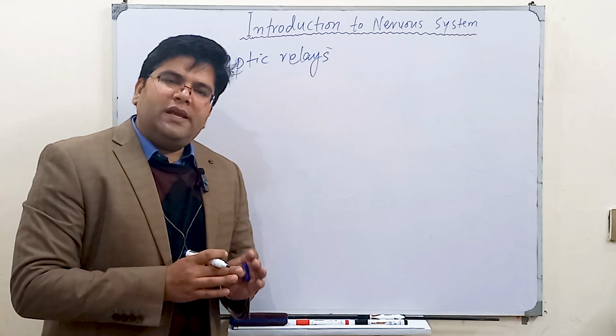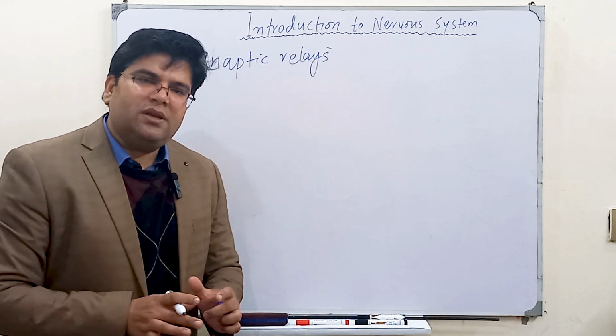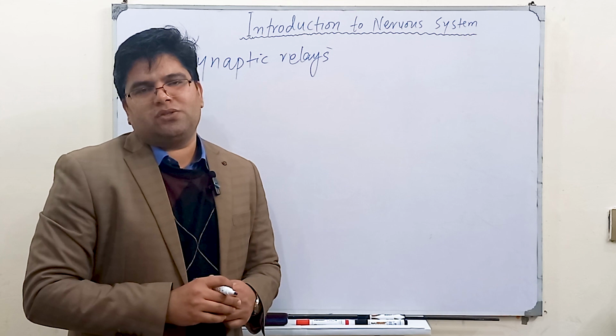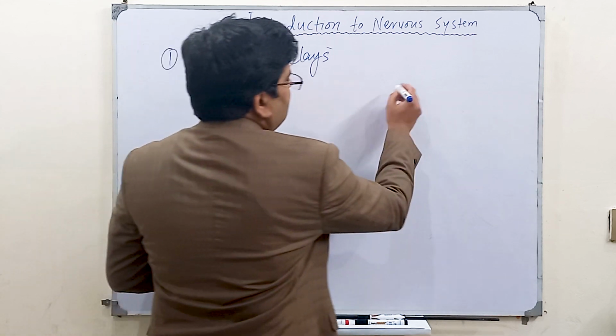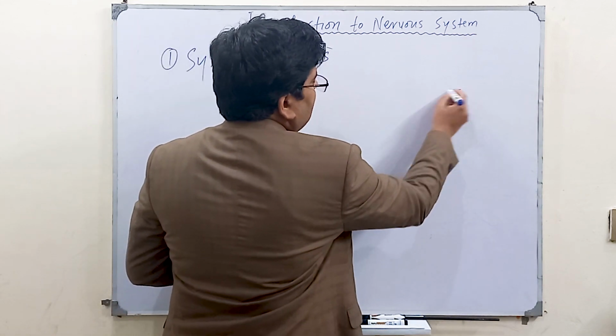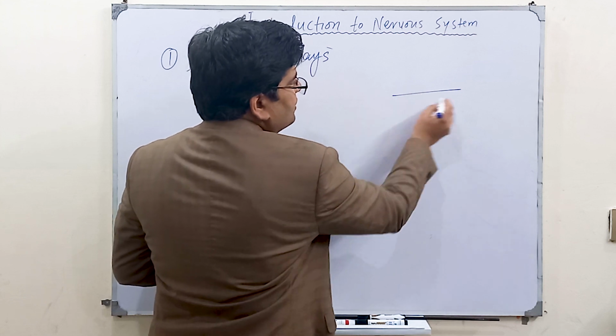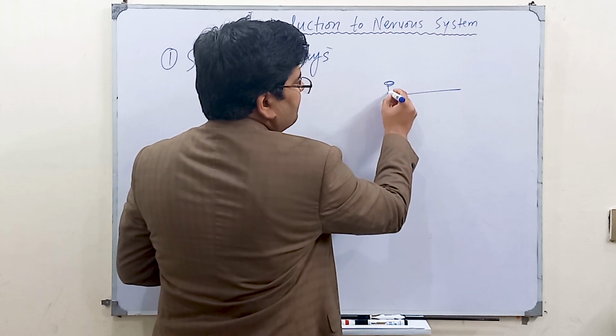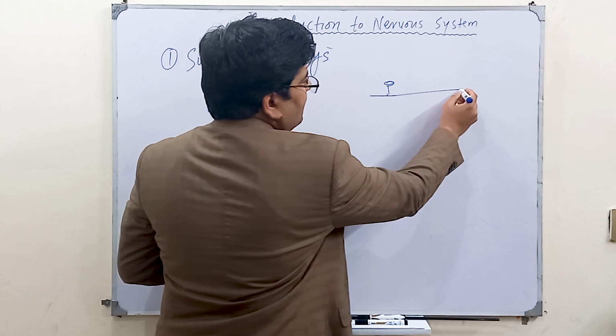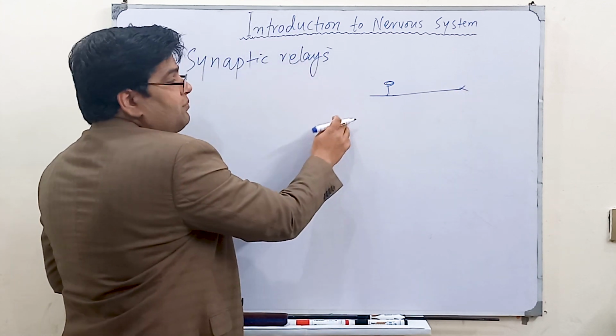So at the relay center, interneurons are present, but some other projection neurons are also present. You see, the role of interneuron is between afferent neuron. So if this is afferent neuron, which is bringing its signal from the periphery.